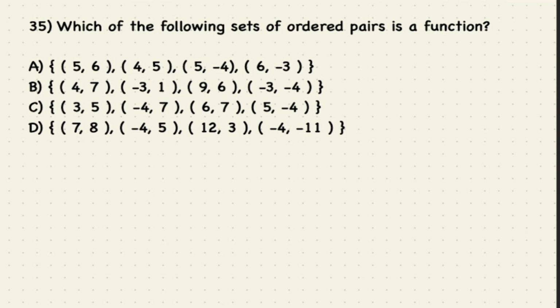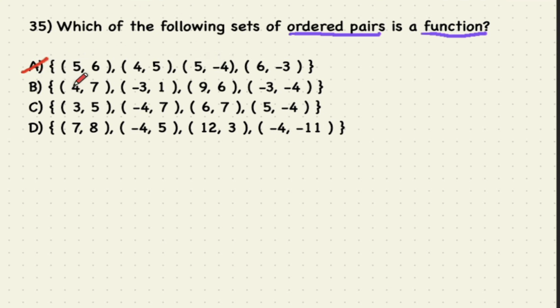Number 35. Which of the following sets of ordered pairs is a function? So just remember that for a set of ordered pairs to be a function, the x values do not repeat. Okay, so if the x values do not repeat, the ordered pair is a function. So let's go ahead and look at answer choice A. So we have 5, 4, 5, 6. So this is not the correct answer because we have the 5s repeating, okay?